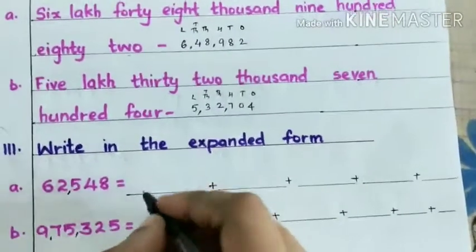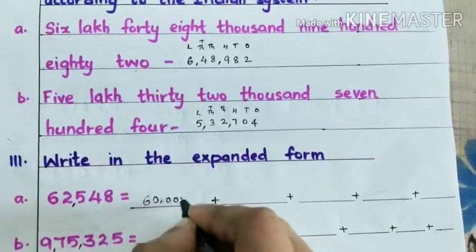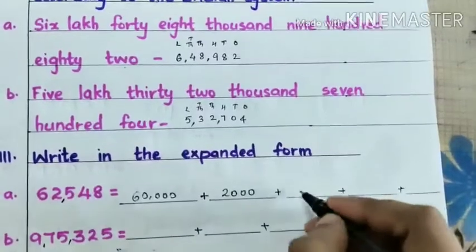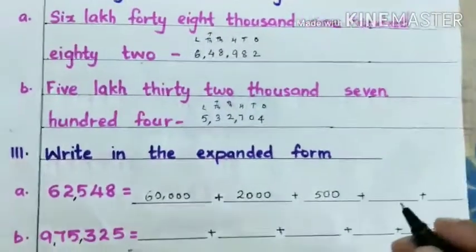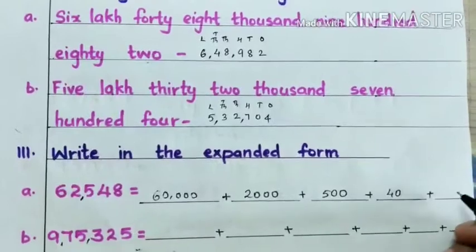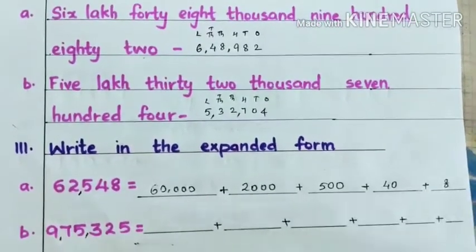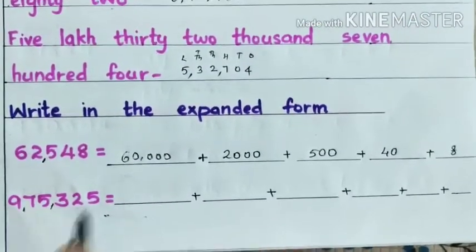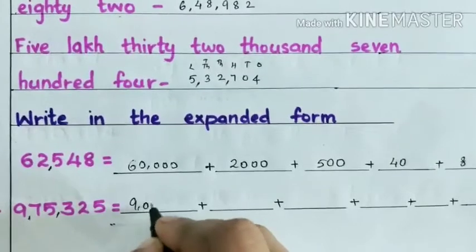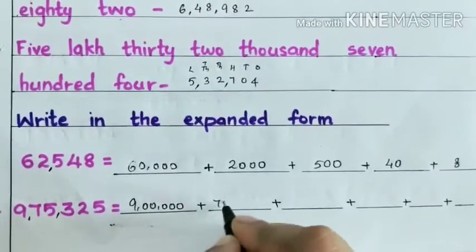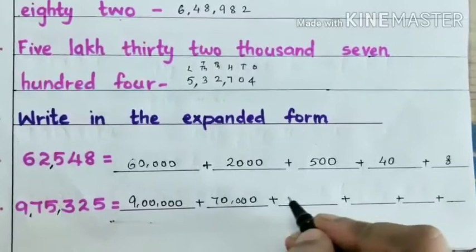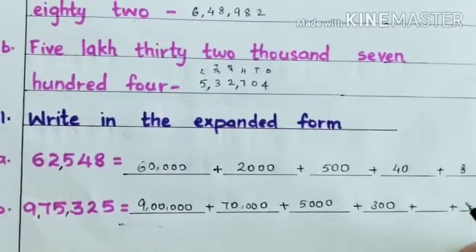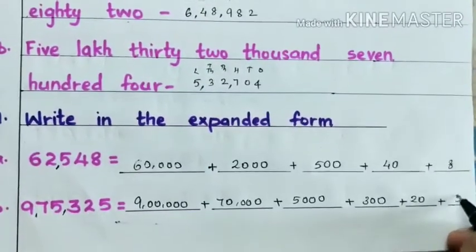62,548. That is 60,000 plus 2,000 plus 500 plus 40 plus 8. Next, 9,75,325. We can expand: 9 lakh plus 70,000 plus 5,000 plus 300 plus 20 plus 5.